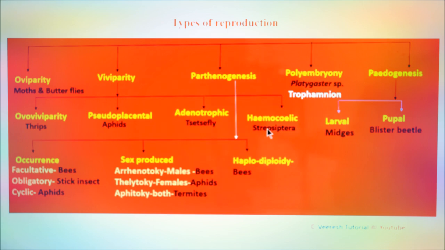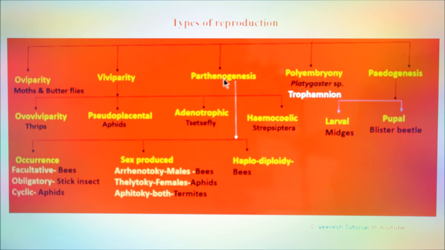The last type of viviparity is hemocoelous viviparity. That means embryos usually develop inside the female hemolymph. That embryo develops freely inside the hemolymph, and the nutrients are taken up by osmosis. So this is a form of internal parasitism. So you can see this in Strepsiptera.